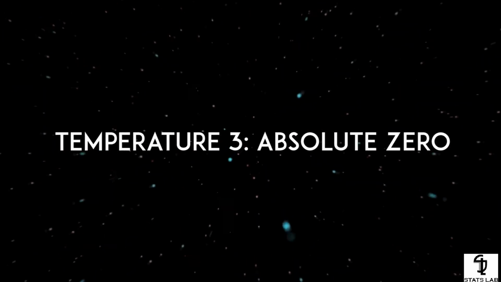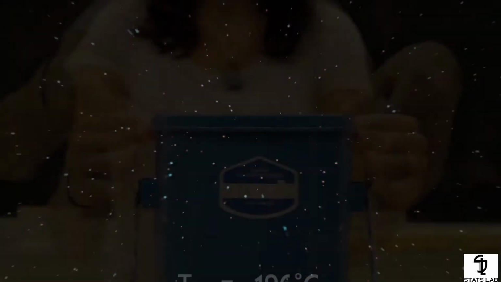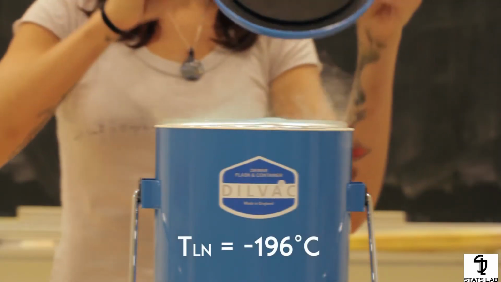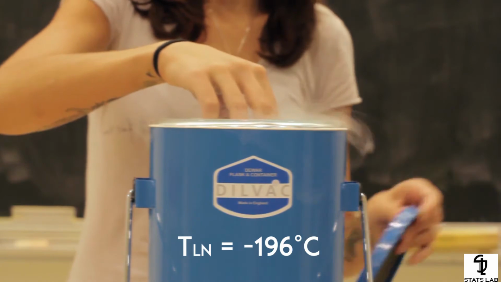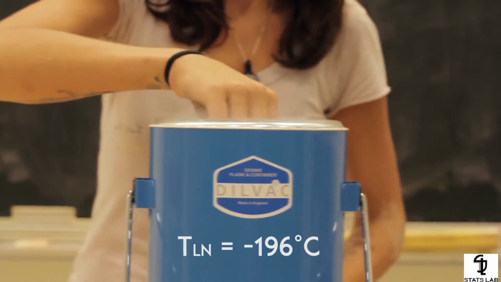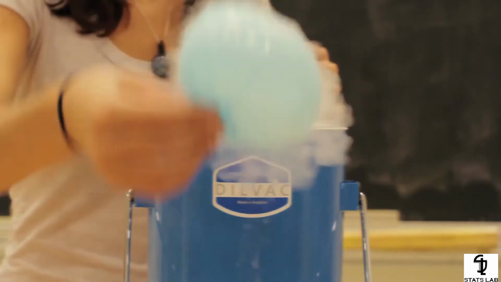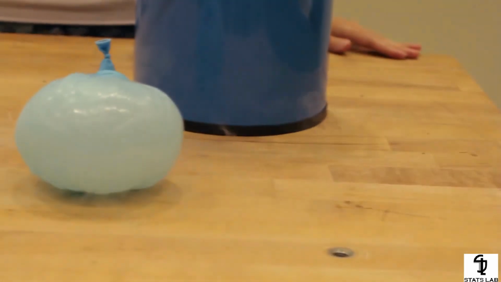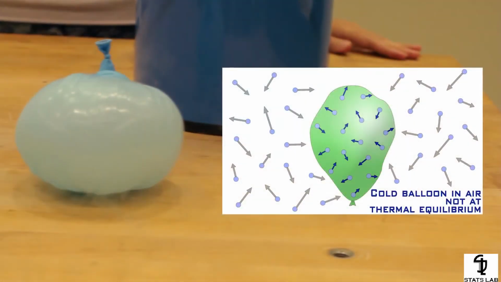In the first temperature video, we saw how placing a balloon in negative 196 degrees Celsius liquid nitrogen drastically reduced its size because the air particles were moving more slowly at the lower temperature and not exerting as much pressure on the interior surface of the balloon. We developed an understanding of temperature being related to the average velocity of gas particles.